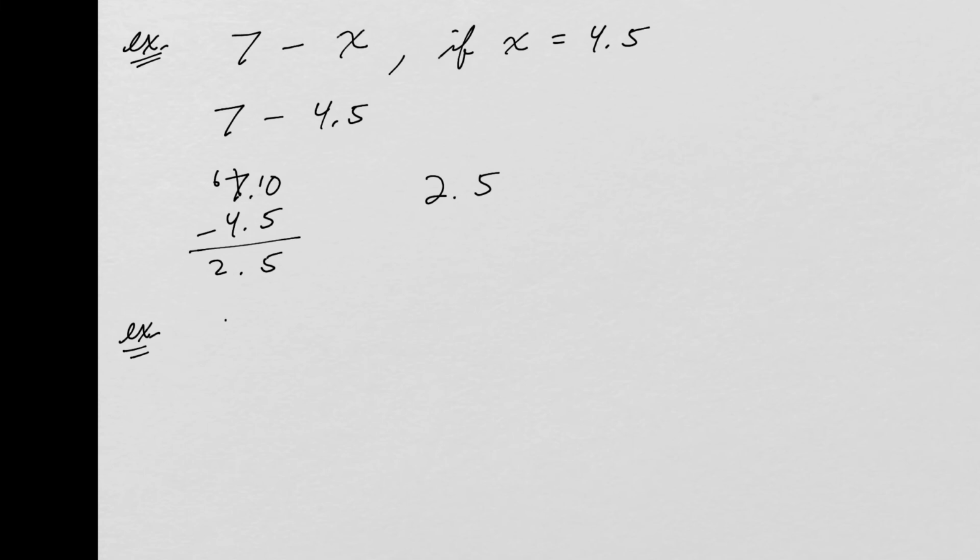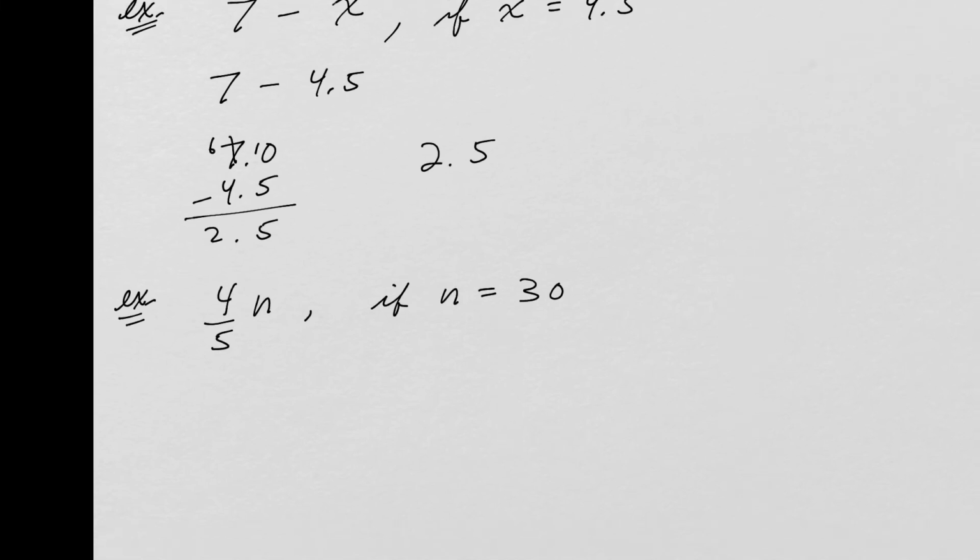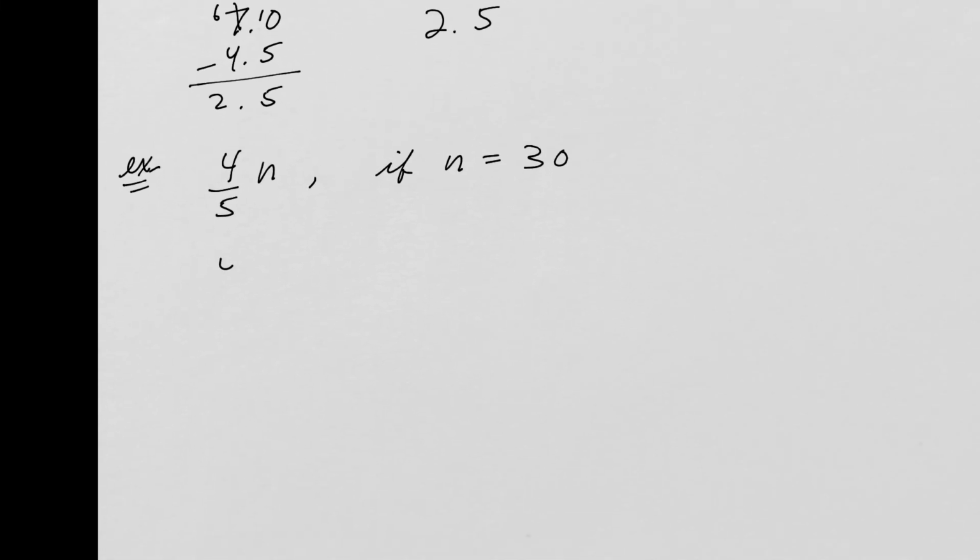How about 4 fifths n if n is equal to 30? All right, so I go to my expression where I have an n. I'm going to plug in 30. Since I already have a fraction there, 4/5, I can write 30 as 30 over 1. Now I need to multiply them, because remember, 4/5 n means 4/5 times n.